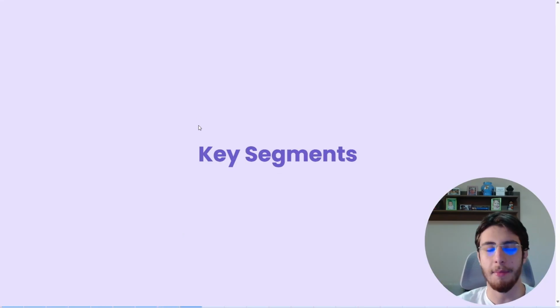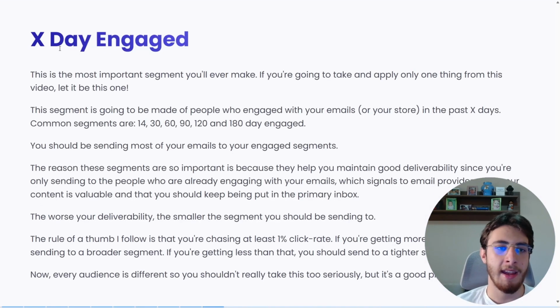Now, here are some key segments, basically 7 key segments is what I'm going to show you in this video. X-Day Engaged. So this is going to be the most important segment you ever made, okay? If you're going to take one thing and apply only one thing from this whole video, let it be this one, okay? This segment is going to be made of people who engage with your emails or your store or whatever in the past X days.